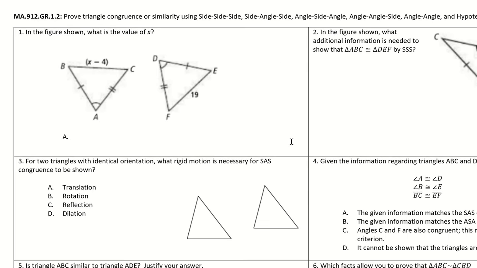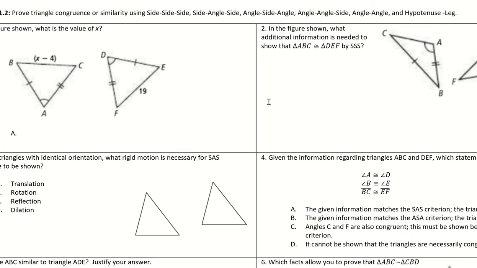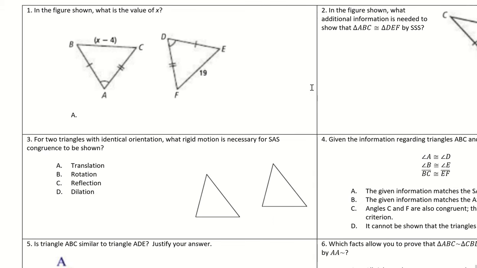All right, the second benchmark: prove triangle congruence or similarity using SAS or SSS, SAS, ASA, AAS, angle-angle, AA, and HL. So in the figure below, what is the value of x? So these two triangles, are they congruent? Well, the answer is yes, because we got a side, angle, side, and then we got side, angle, side. And therefore, these two triangles are congruent, right?